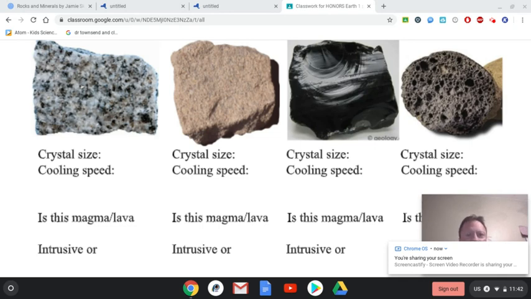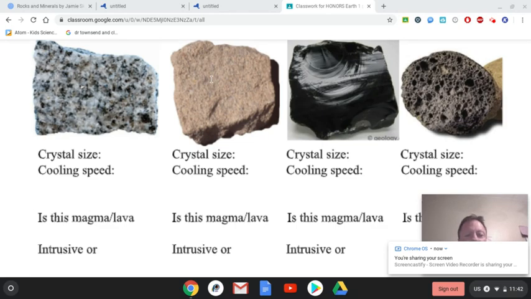In the ground, you have magma, you have heat, you have the core of the earth, which is thousands of degrees. So yeah, it will cool slower in the ground. And the slower it cools, the bigger these chunks and the bigger these crystals are. So this is magma and it is intrusive. It's the only one out of all these that are magma and intrusive.